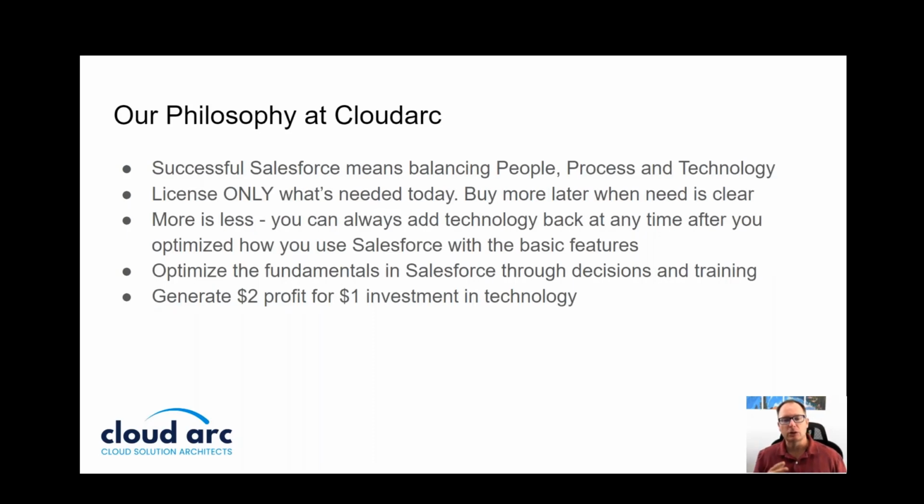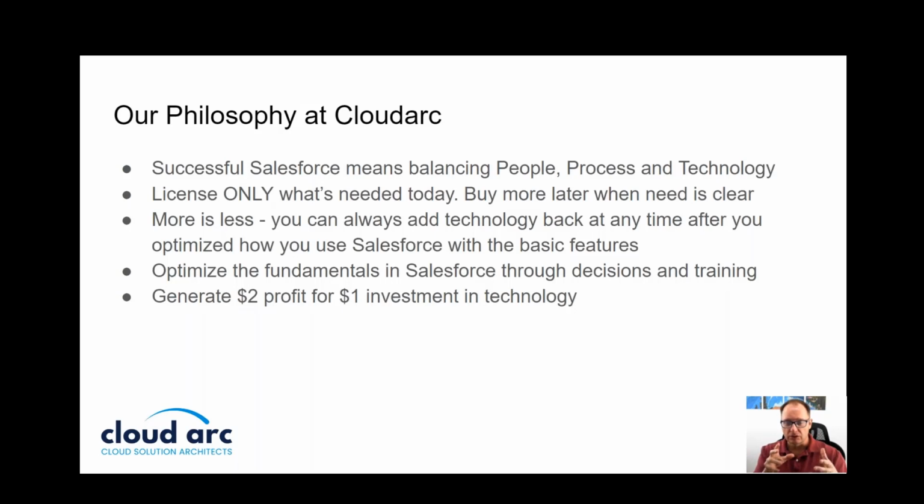So this leads into a quick discussion about CloudArc and who we are and a little bit about our philosophy. As I mentioned when I went over the results framework, successful Salesforce means balancing people, process, and technology. It's not just buying a product, but taking that product and deciding how your people are going to use it to make those processes easier to execute.